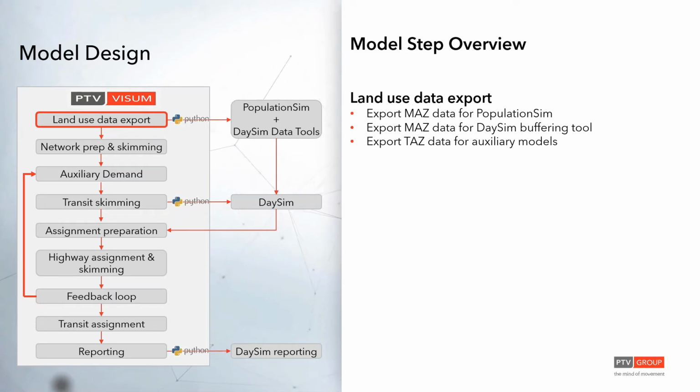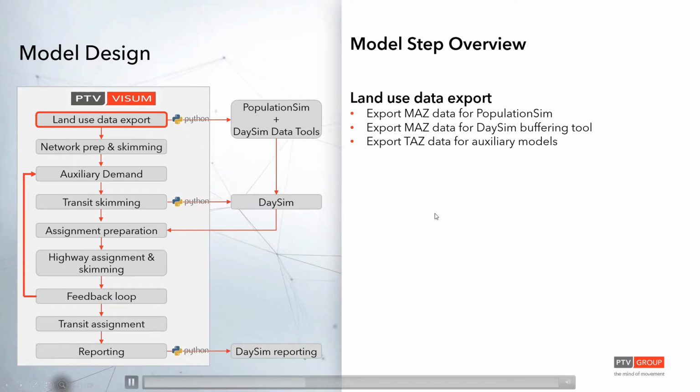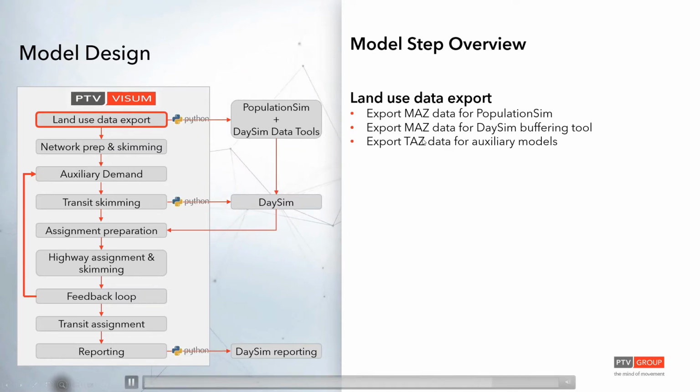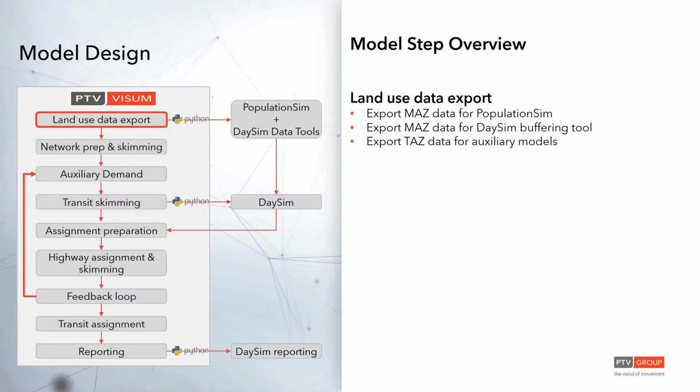But the first step is to export the land use data to be used by other third-party tools such as Population Sim and DASIM data tools. And then at this step, the TAZ data is aggregated from the MAZ data, and then it is exported for auxiliary models. Since DASIM generates only residential demand, there are other models to generate auxiliary demands, such as truck trips or external internal visitors, etc.